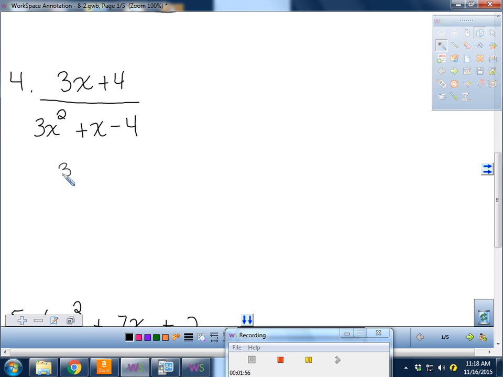So that will stay, but I do notice that on the bottom I have a trinomial. So I'm going to end up factoring that, and in order to do that, to make things a little easier on myself, I'm going to do the illegal move and take the 3 times the 4. So that would give me x squared plus x minus 12. So I'll go ahead and factor that bottom.